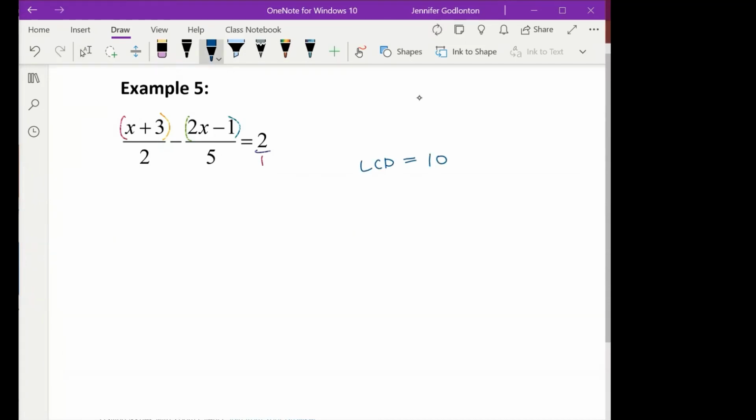Okay, so I'm just going to write this out like this. So (x plus 3) over 2 minus (2x minus 1) over 5 equals 2 over 1. Now, my common denominator is going to be 10. So I'm going to multiply this by 5, and so I'm going to chuck a 5 at the front. I'm going to multiply that by 2, so I'm going to chuck a 2 at the front. I'm going to multiply that by 10, so I've got 10.